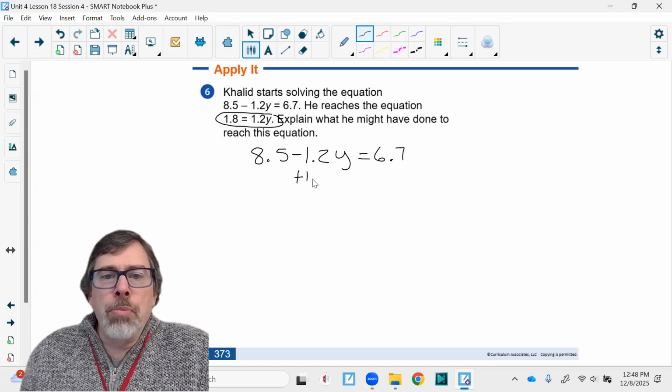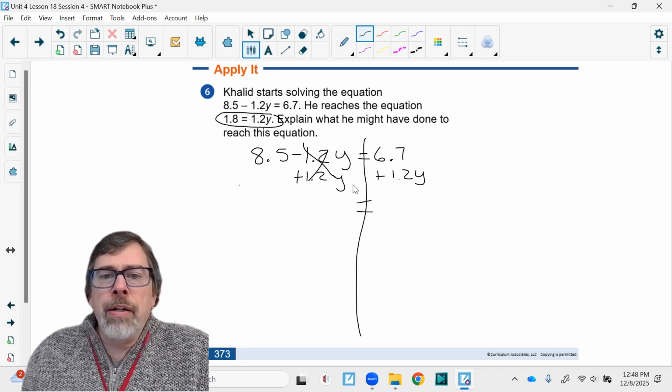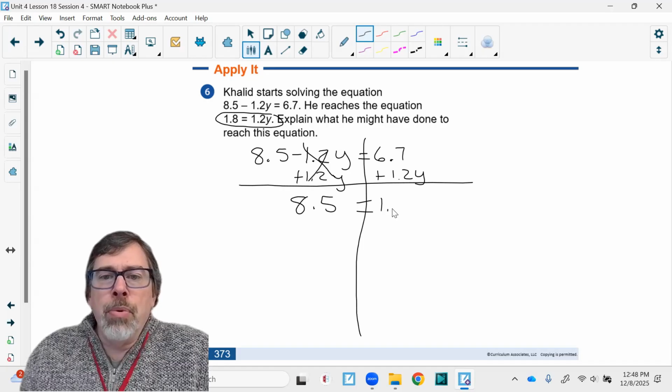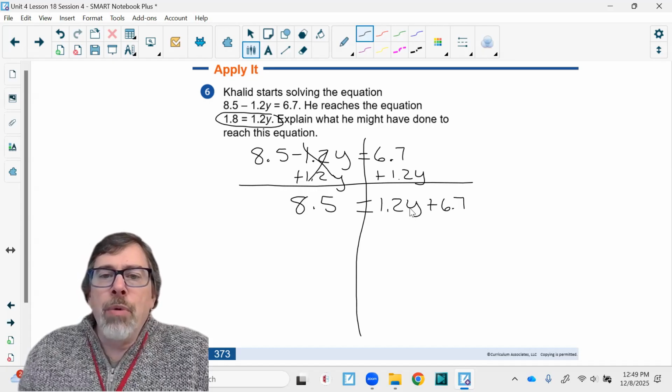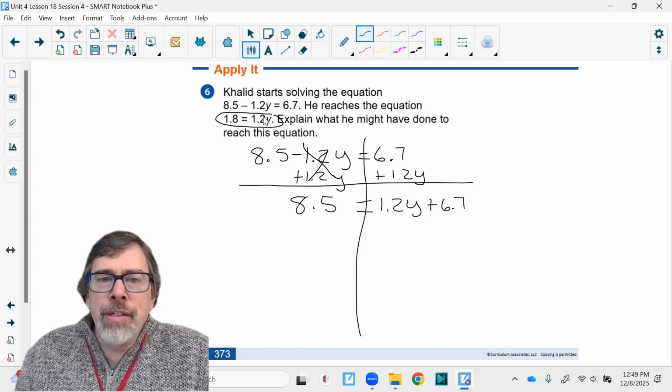Well, I'm going to add it. 1.2y plus 1.2y. Draw my line, right? There's my equal sign. This is a zero pair, and I'm left with 8.5 equals 1.2y positive, that's a plus 6.7, okay? If there's no sign in front, that's positive, so it's plus. Notice I put it in order, coefficient, variable, constant. That's called standard form.